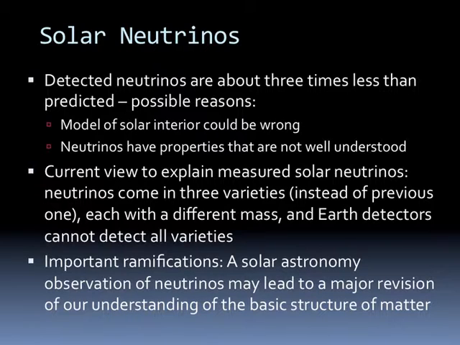Now, our current view to explain the measured solar neutrinos is that neutrinos come in 3 different varieties instead of the one that we thought there were. And each have a slightly different mass, and the detectors on Earth cannot detect all 3 varieties at the same time. Now, there's some very important ramifications for this. A solar astronomy observation of neutrinos could lead to a major revision of our understanding of the basic structure of matter.